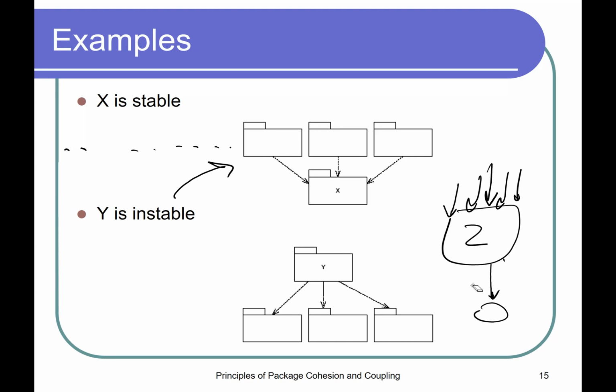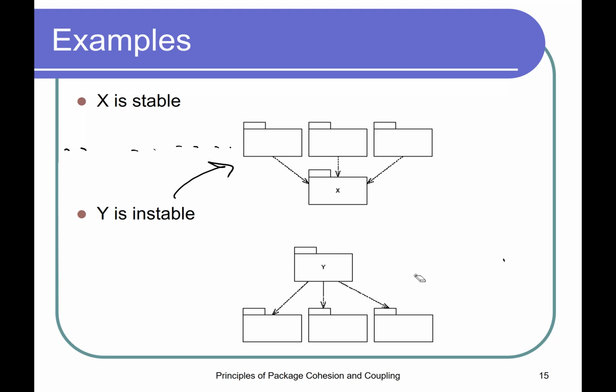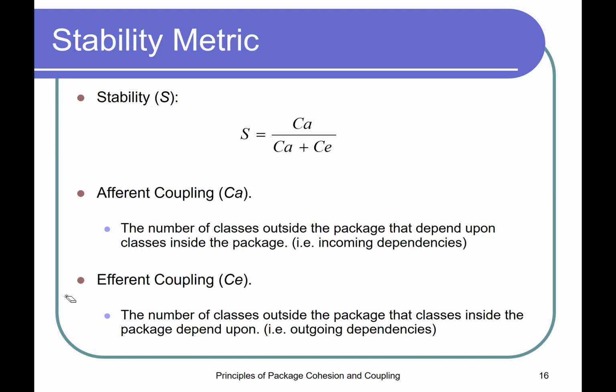In other words, the formula for dependency is a ratio. It's something called the afferent coupling, which is the number of classes outside that depend upon the classes inside my package. So these are the incoming dependencies. Efferent coupling is the number of classes outside the package that classes inside my package depend on. So it's the outgoing dependencies. Afferent is referred to as CA. Efferent coupling is CE.